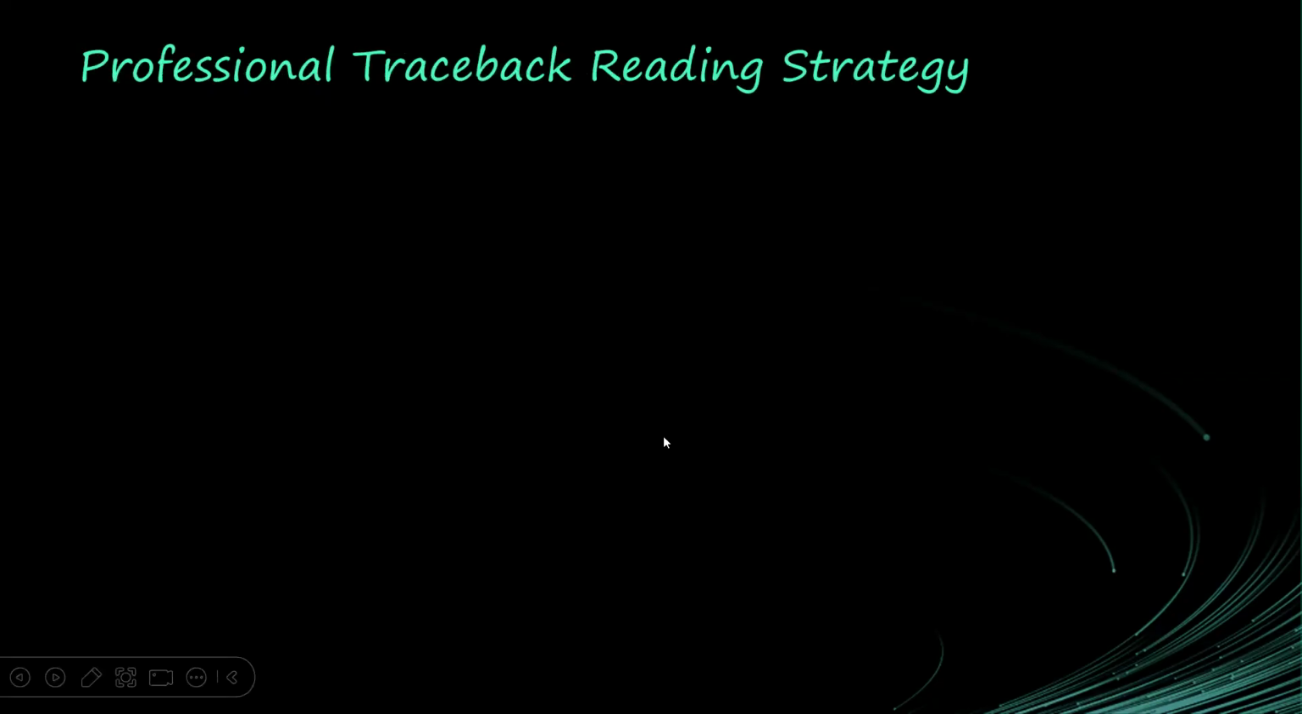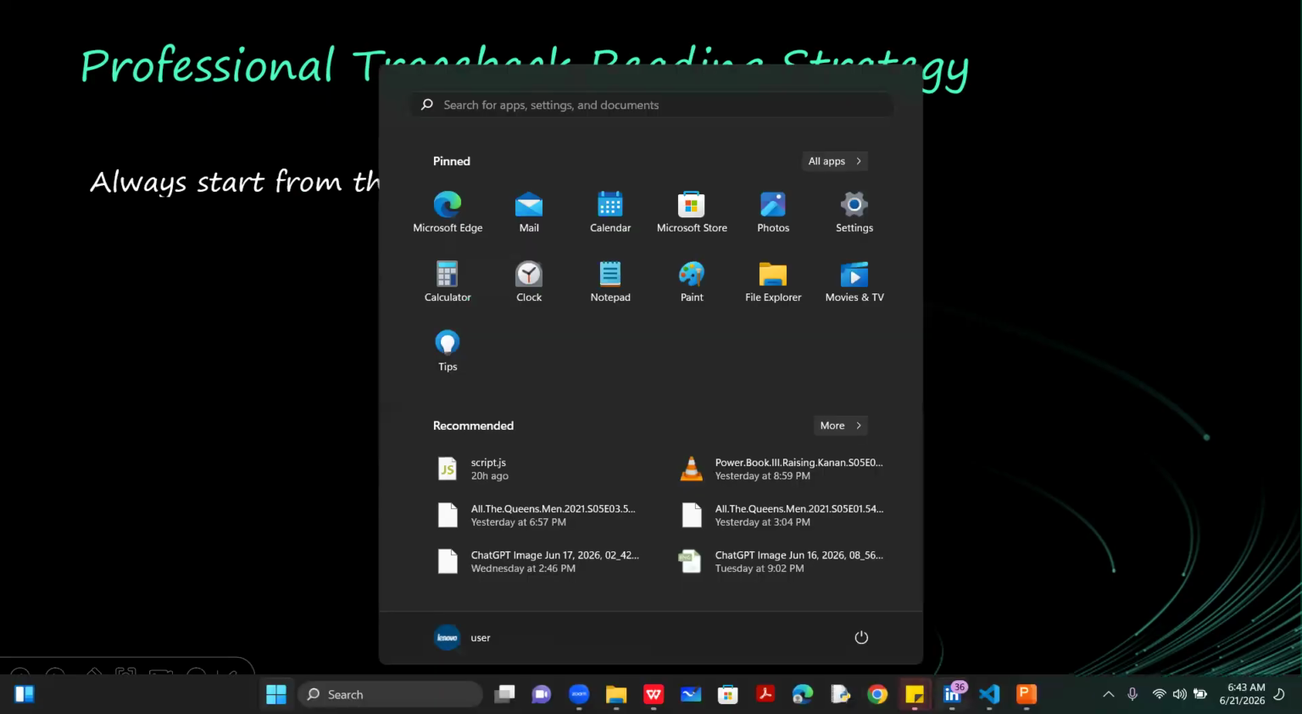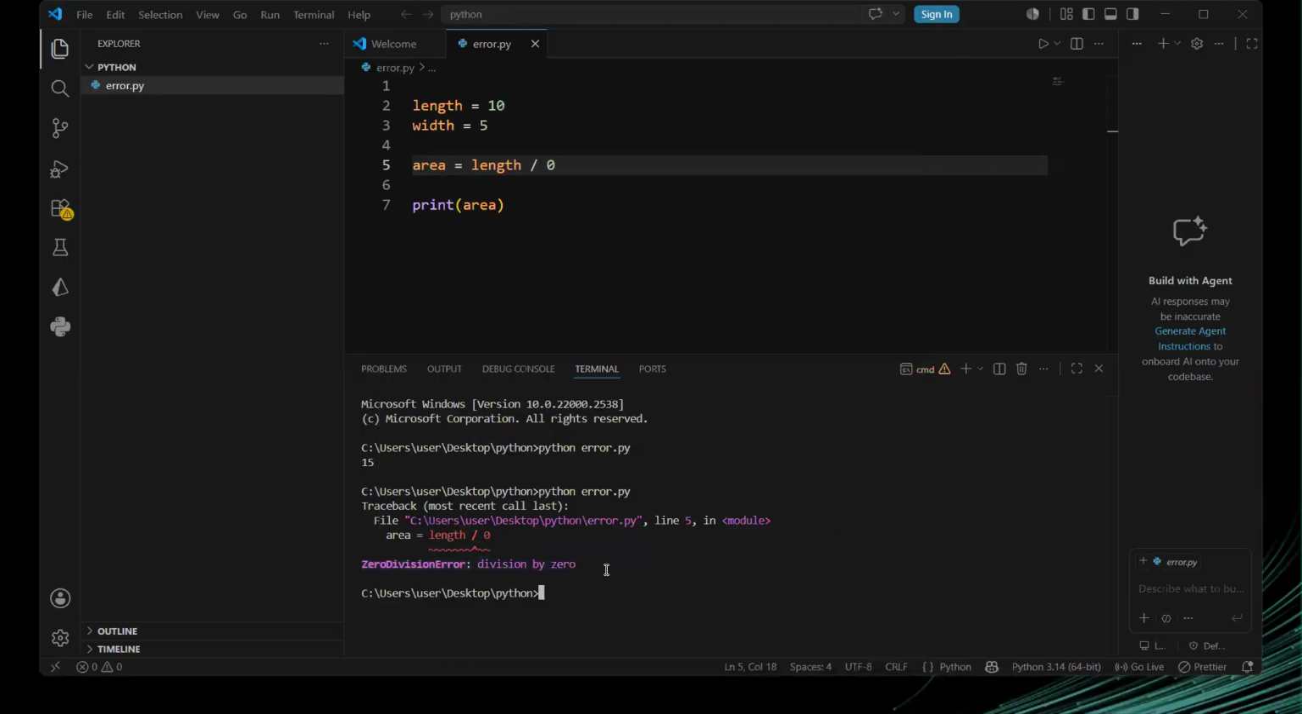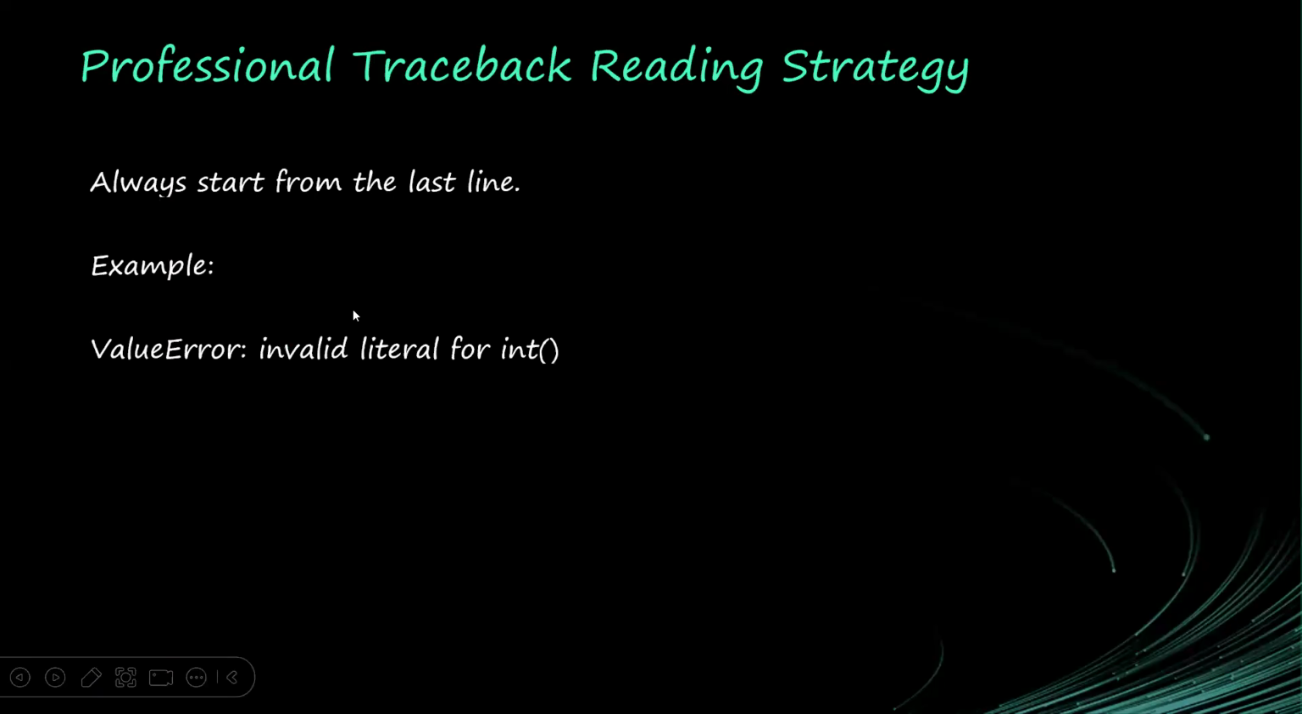So, professional traceback reading strategy, because you have to learn how to do this. Okay, always start from the last line. Look at the last line in the traceback. The last line will give you a hint of what is really happening. Okay. Invalid value error, invalid literal for int. This often immediately identifies the problem. It tells you where the problem is coming from.